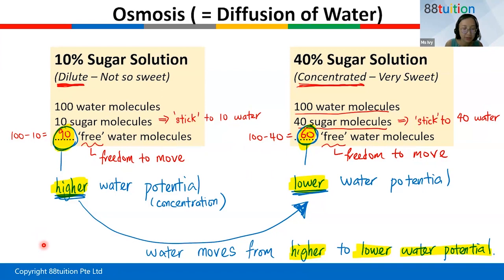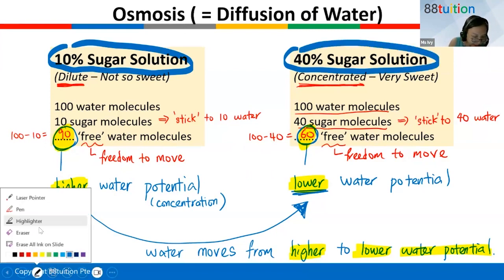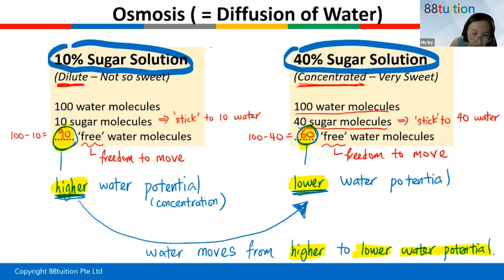So everybody clear? Water is actually moving from 10% sugar solution to 40%. So I'm going to write here this way: 10% sugar, 40% sugar. The movement is actually this way, which is the same as my arrow here. So water moves this way. Some of you thought that it's lower to higher because you were thinking of this 10%.